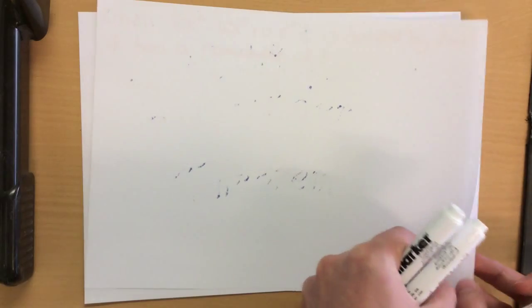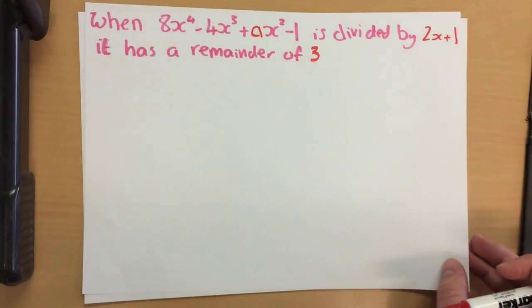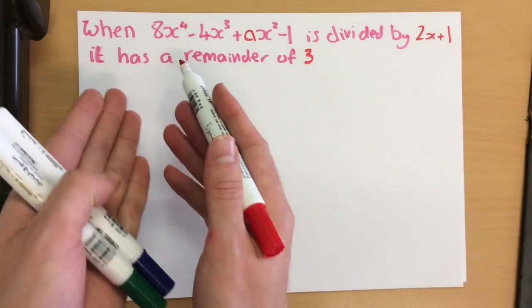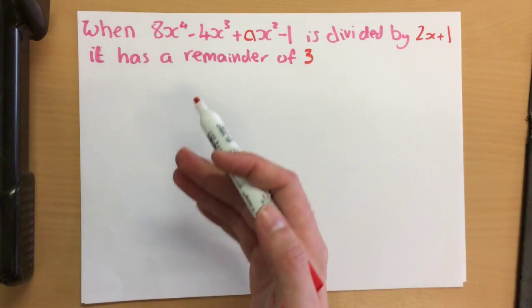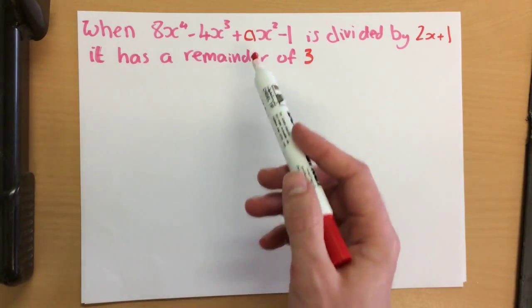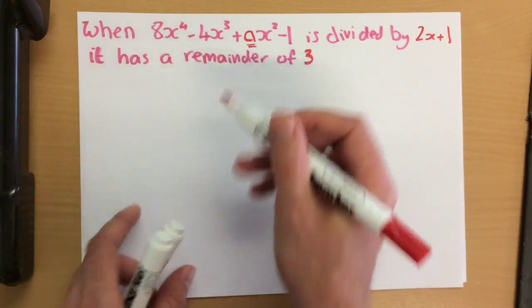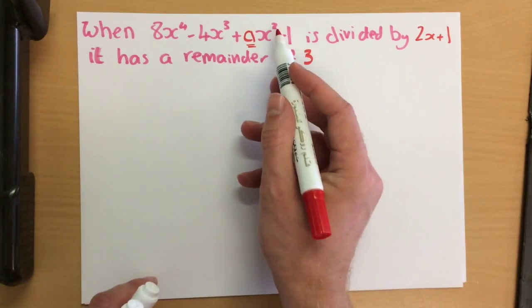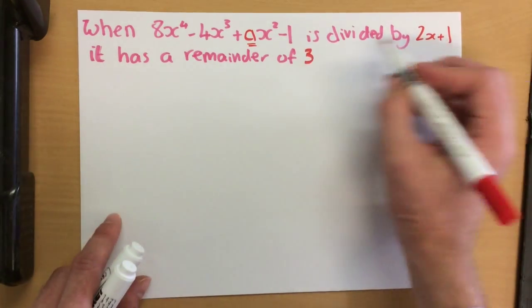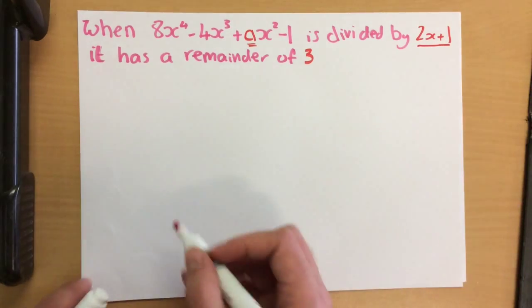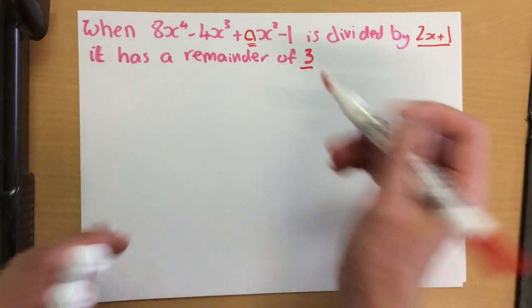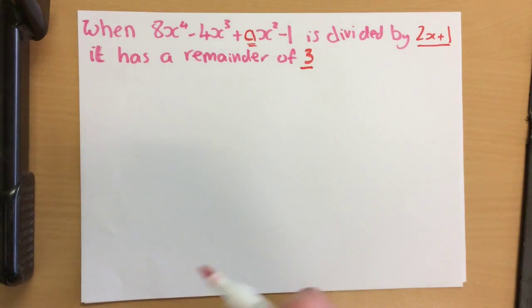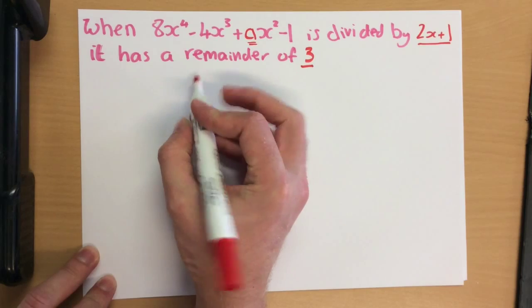And that leads us onto questions such as this. When 8 times x to the power of 4, subtract 4x cubed plus a, guess where this is going, x squared minus 1, is divided by 2x plus 1, it has a remainder of 3. Well, as you might guess, we need to find the value of a. So let's set this up.